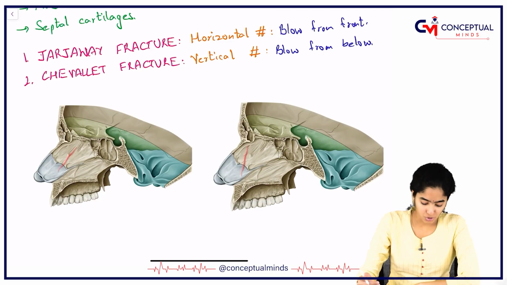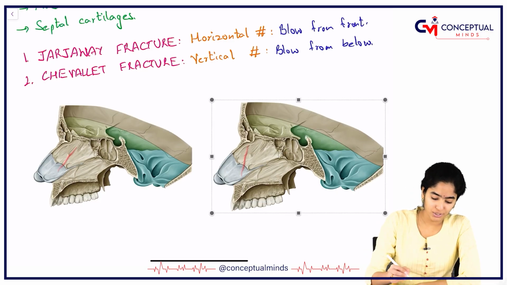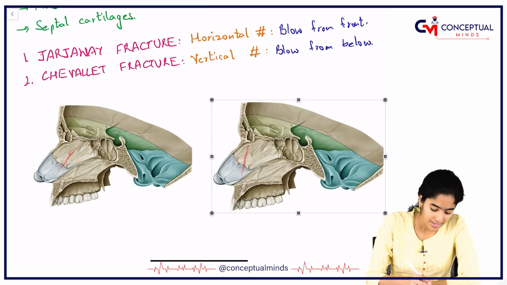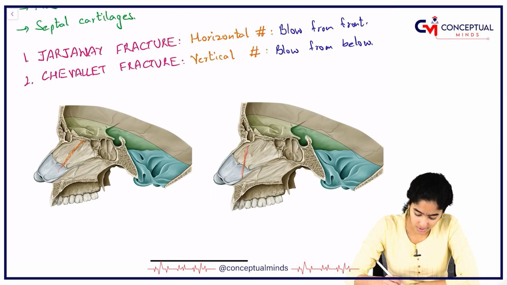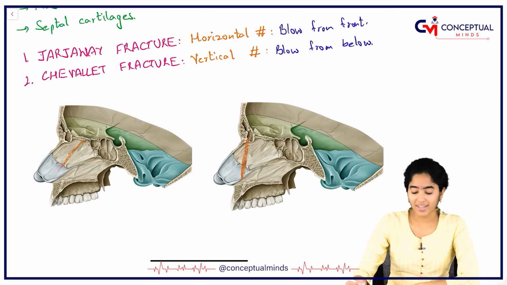Please look at these 2 pictures. What you're seeing in the first picture, if you can appreciate, is running horizontally. And in the second picture, it's more or less vertical. So can you identify what each of them is? Yes, the first one is Jarjaway fracture and the second one is Chevallet fracture. As I already told you, Chevallet fracture is a vertical fracture. It starts from the anterior nasal spine and it runs upwards till where? Till the junction of the bony and cartilaginous part in the dorsum of the nose.